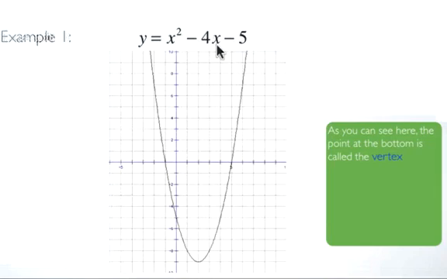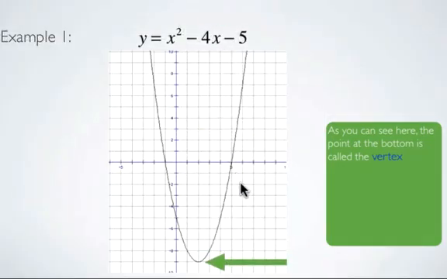As you can see here, the point at the bottom is called the vertex. The vertex is located at the point (2, -9). The x is 2, and it's at y equals negative 9.